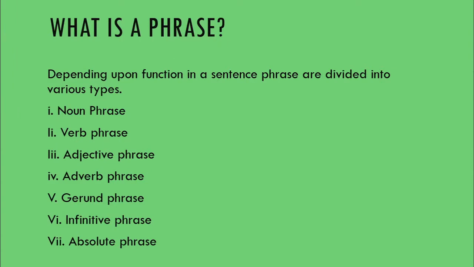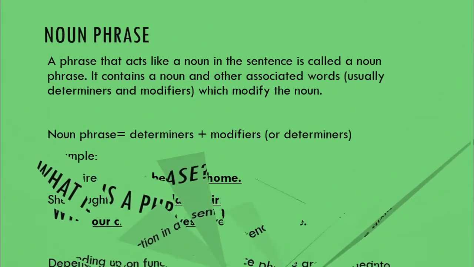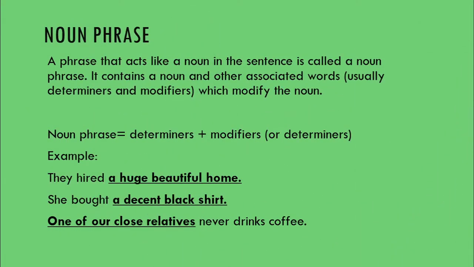So depending upon function in a sentence, phrases are divided into various types. They are noun phrase, verb phrase, adjective phrase, adverb phrase, gerund phrase, infinitive phrase, and absolute phrase. Let's go to details of the phrases.